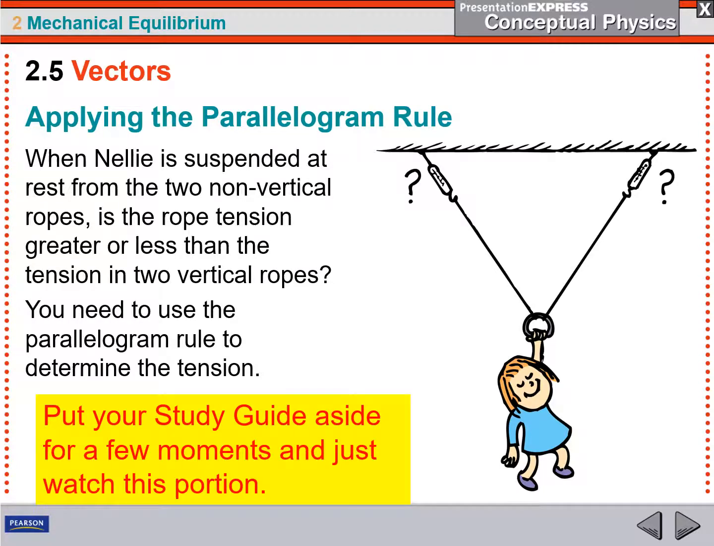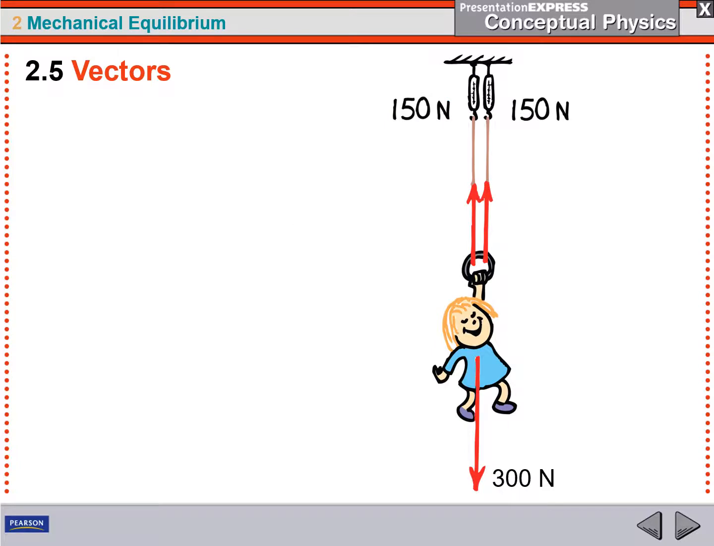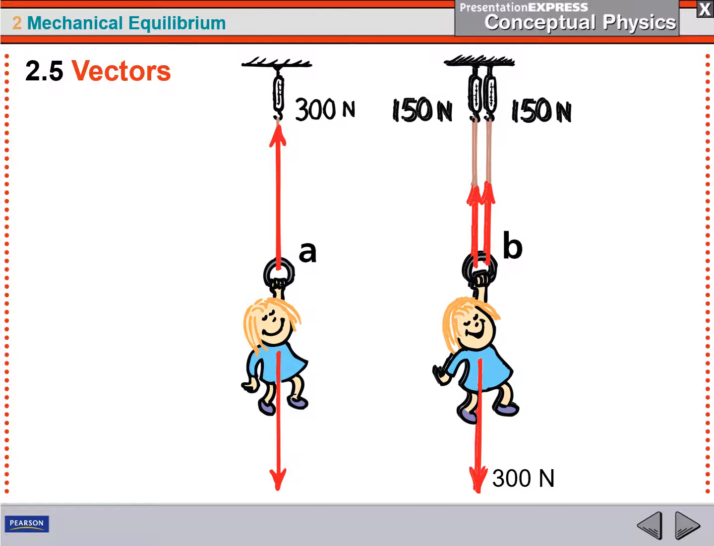Well, we could apply the parallelogram rule. Let's go back and consider this first case that we were looking at. She was hanging by two ropes, but they were parallel to each other. And we said that the resultant, the upward tension force, must be the same as in the original case where she was hanging by one rope. In other words, the two vectors and the two ropes shown in B must add together to equal 300 newtons up. You can use what's called the tail to tip method to show this to yourself.